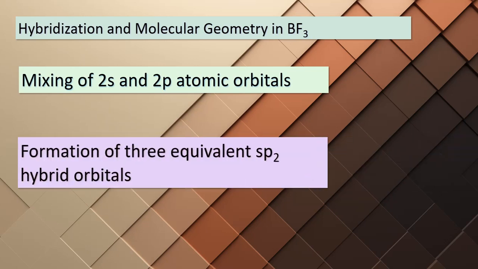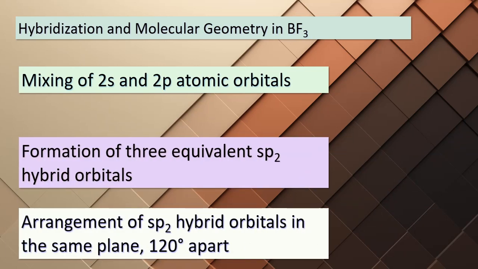Welcome, students, to an exciting exploration of hybridization and molecular geometry. Today, we're delving into the fascinating world of boron trifluoride, where atomic orbitals come together in a unique way. In boron trifluoride, the mixing of one 2s atomic orbital and two of the 2p atomic orbitals results in something extraordinary: three equivalent sp2 hybrid orbitals. Picture this. These sp2 hybrid orbitals are like a blend of the original orbitals, allowing for an efficient arrangement.